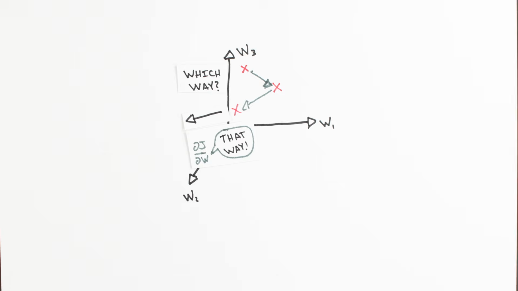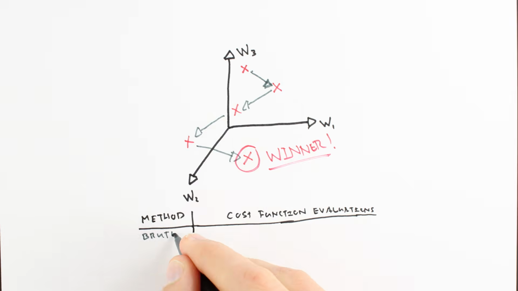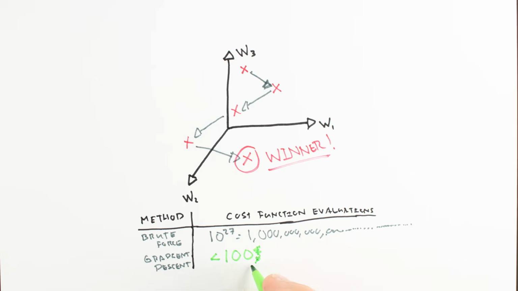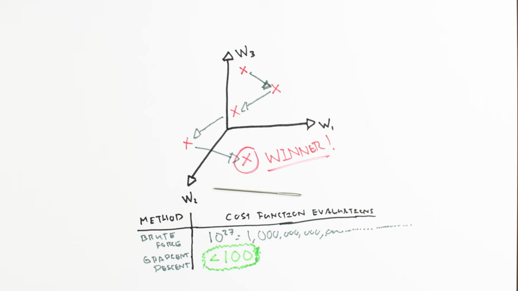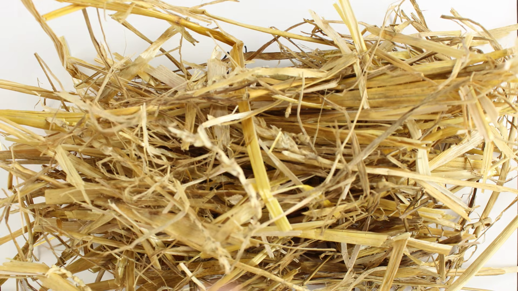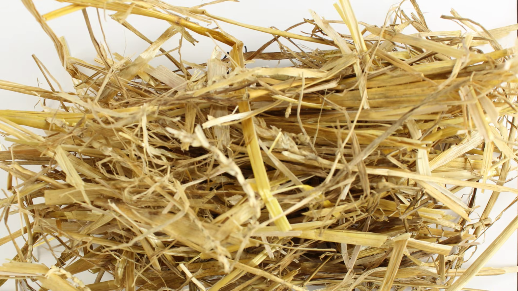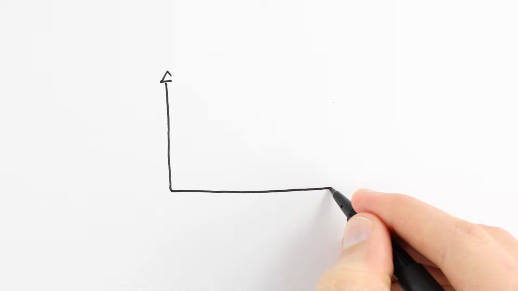In fact, in our final video, we'll show that what would have taken 10 to the 27th function evaluations with our brute force method will take less than 100 evaluations with gradient descent. Gradient descent allows us to find needles in very, very, very large haystacks. Now, before we celebrate too much here, there is a restriction.